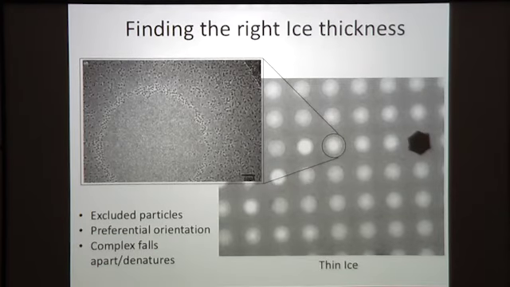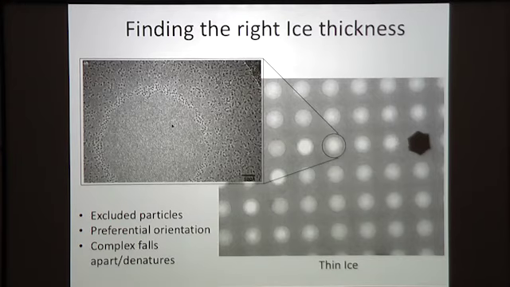Now, thin ice is good, but at some point you can get too thin. This is the image that Richard showed in his talk. This is what the hole would look like at low magnification. So you have a ring of thick ice, and then in the middle it gets really thin.